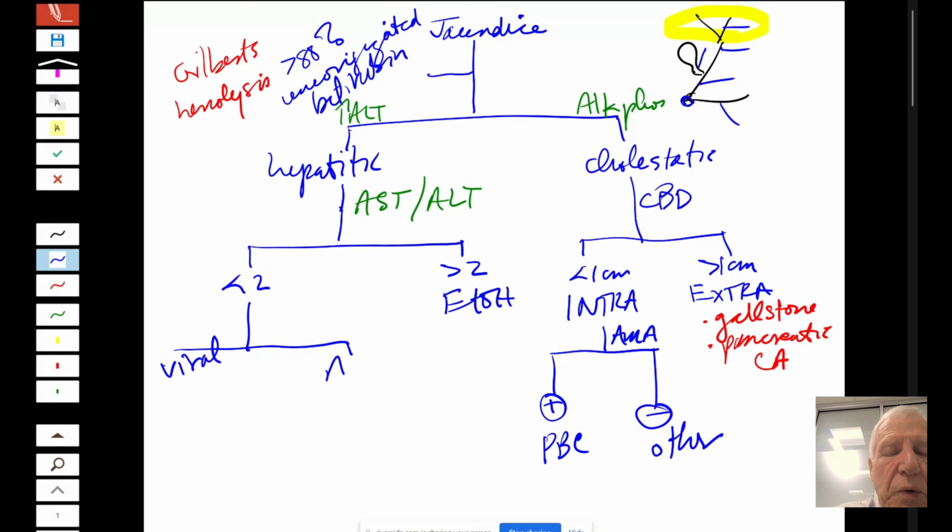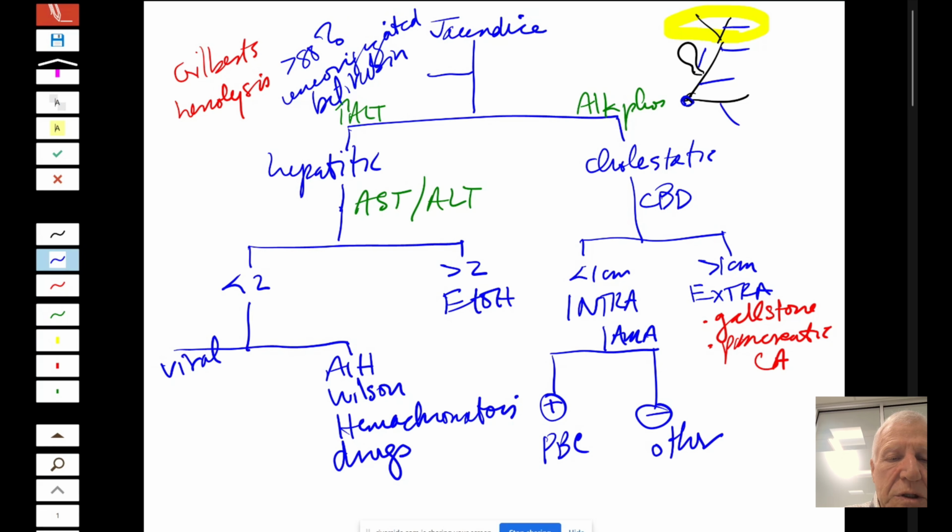So let's just go through them. It's going to be autoimmune hepatitis, Wilson's disease, copper, hemochromatosis. That's going to be iron, drugs. Lots of medications can do this. And then last on the list is going to be what we all learned as non-alcoholic fatty liver disease, but is now metabolic dysfunction-associated steatotic liver disease.